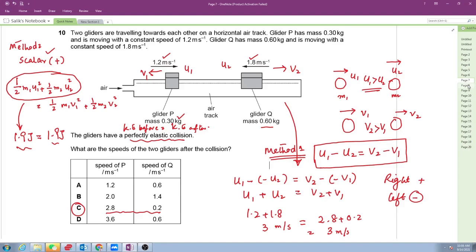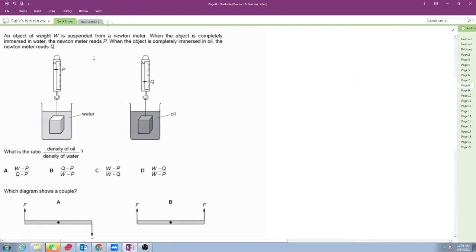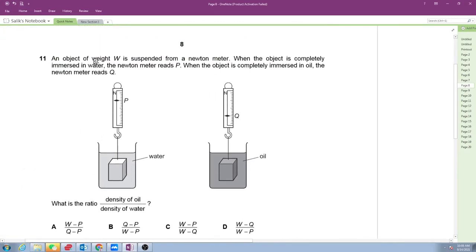If there are still any questions, you can send them to me. Now the next question is question 11. Question 11 says that an object of weight W is suspended from a Newton meter.